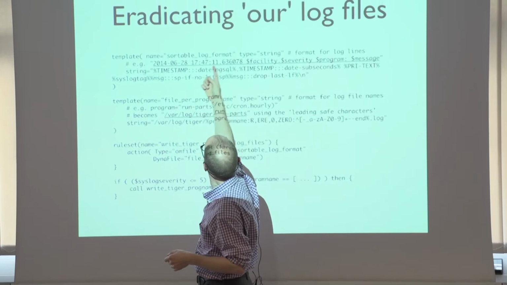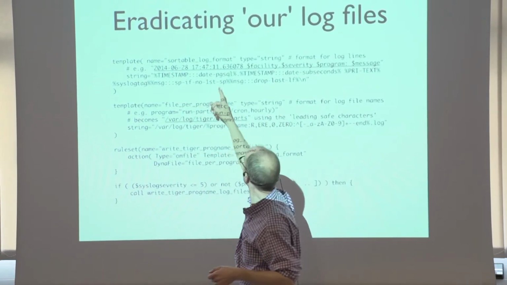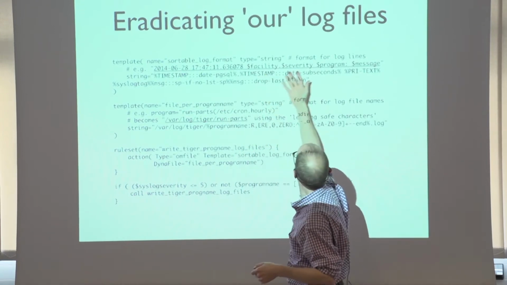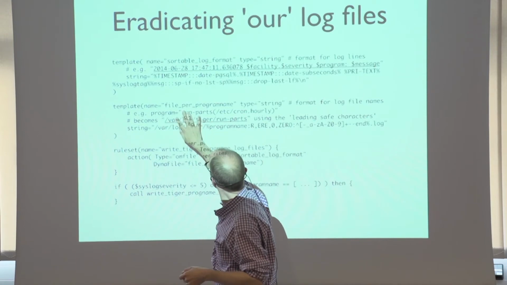So you've got a high resolution timestamp, which is in lexical order, so you can just sort that, and it comes out in time order. You've got the facility, the severity, the program name, and the message. That gives you that. Here's another template.